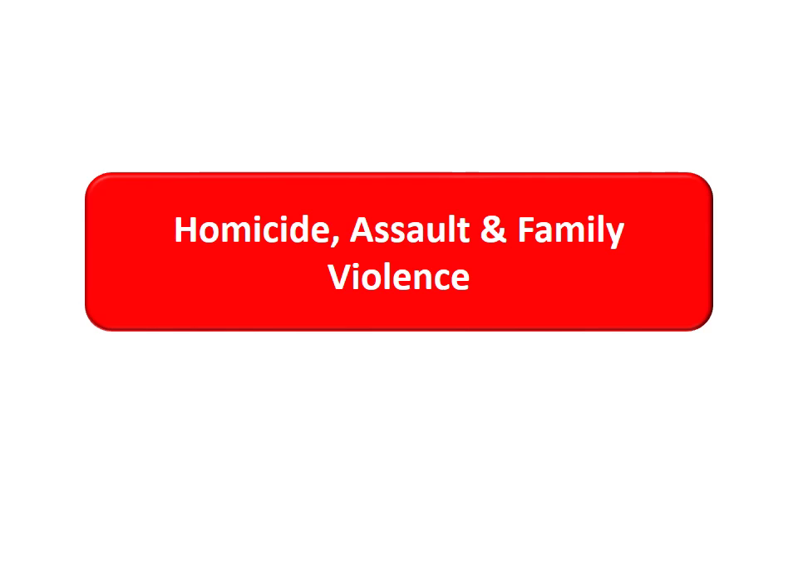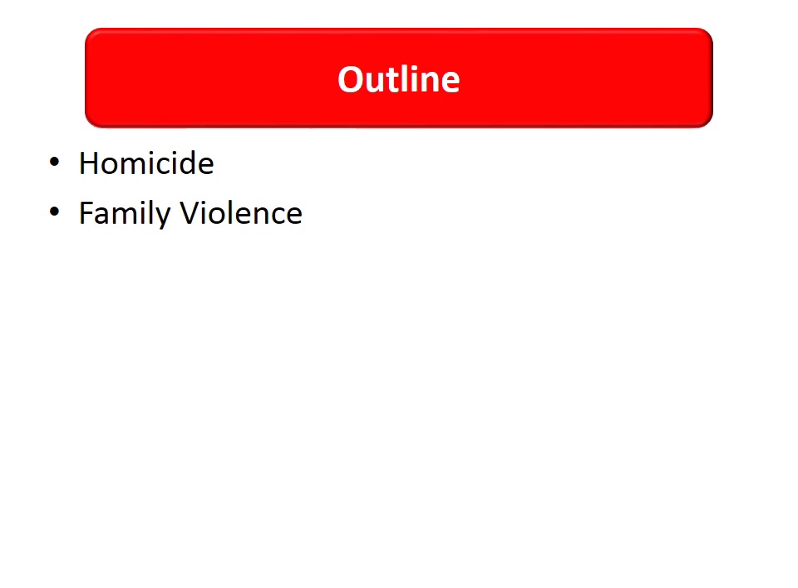This week and next week we will be focusing on violent crimes, and for this week we will be focusing specifically on crimes that are linked to homicides, assault and family violence. So the two main areas that we will cover today are homicide and family violence. Assault is not listed as a separate subcategory because it is usually subsumed under either one of these areas.